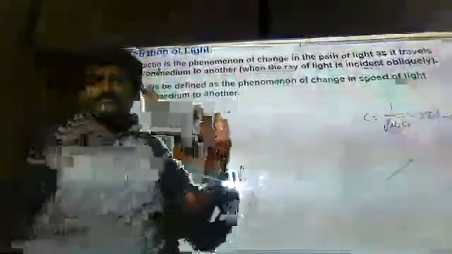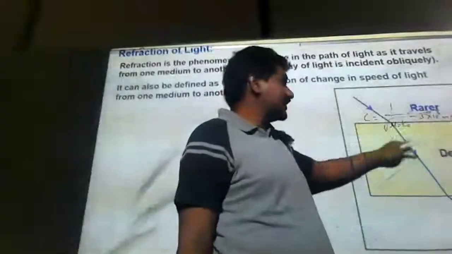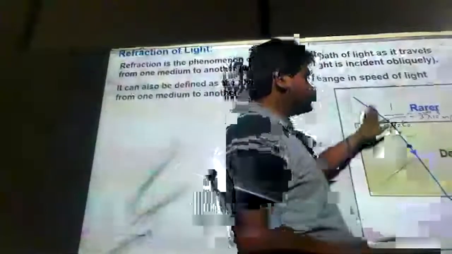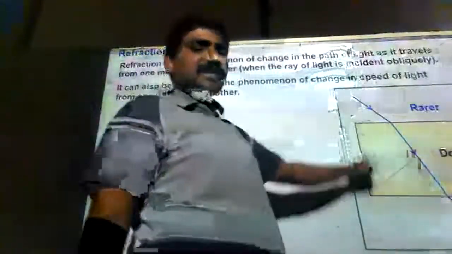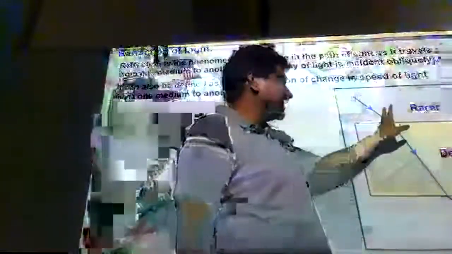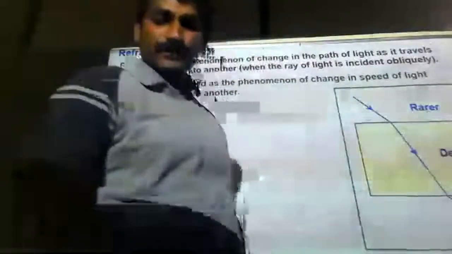This is very clear for everyone. This is the rarer medium and this is the denser medium. It is bending at the denser medium, you can see here. It is changing because the density in this medium is more than in the other medium, and at the same time in that medium it is less. That's why it moves towards the normal in one case and away from the normal in the other.